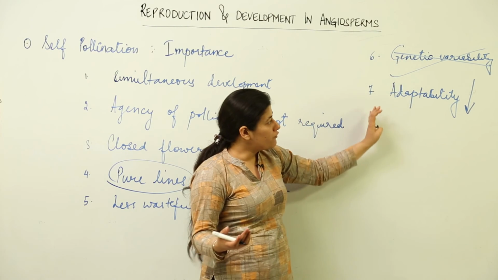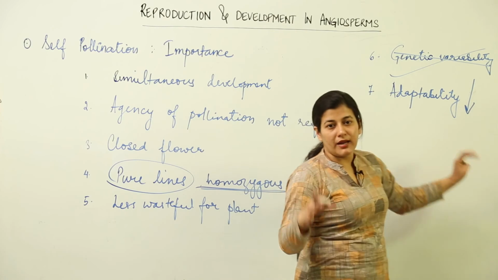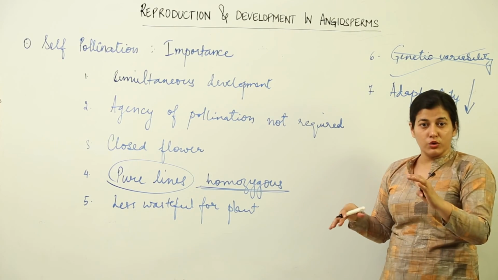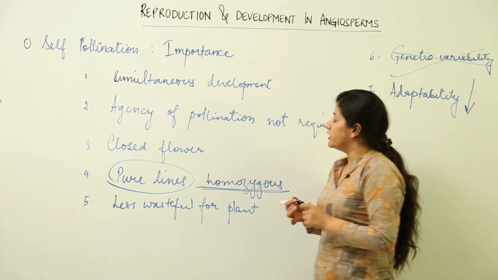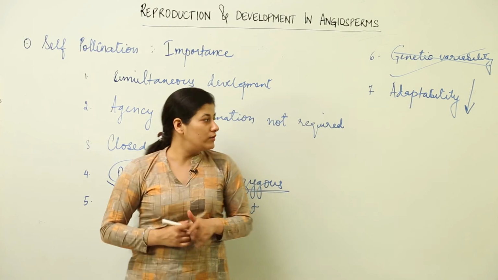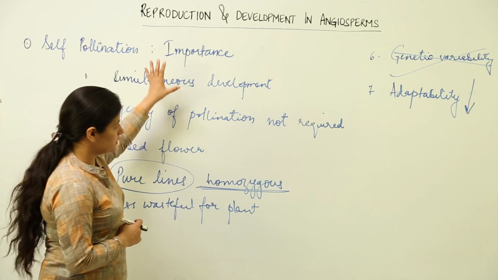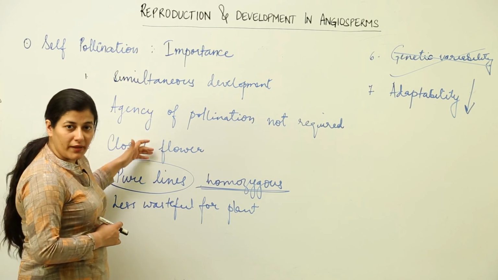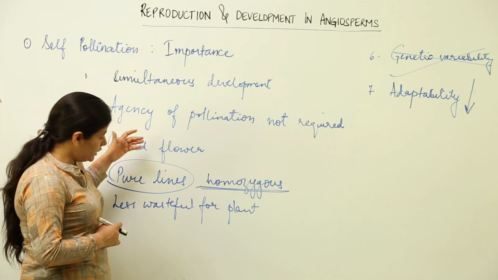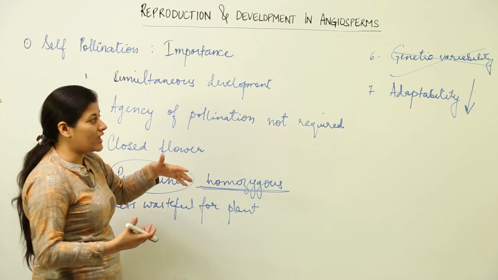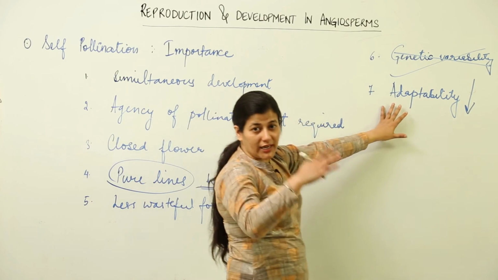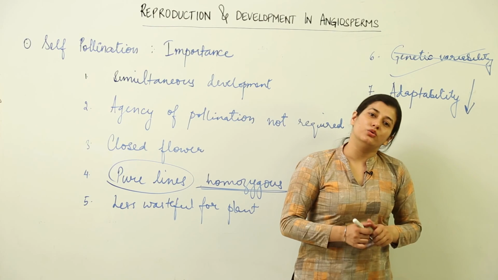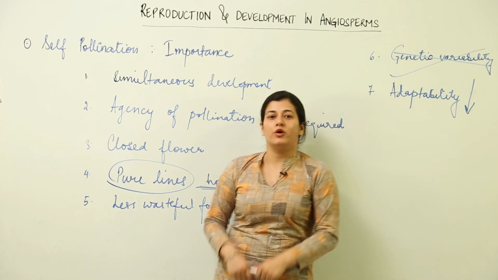So you see, from an evolutionary point of view, the plants which undergo self-pollination are less preferred over those which undergo cross-pollination. So this is all about self-pollination. You have to keep these things in mind: a plant which undergoes self-pollination has a few benefits over those of cross-pollination. We get pure lines, but at the same time the adaptability of the plant over time decreases, because there is the least genetic variability that can occur in self-pollinating plants.